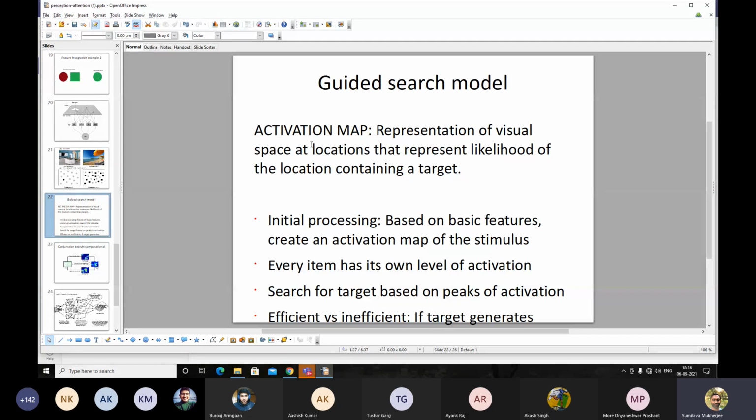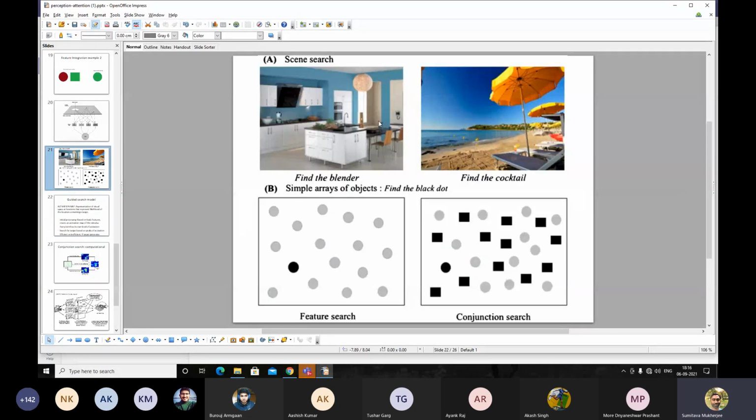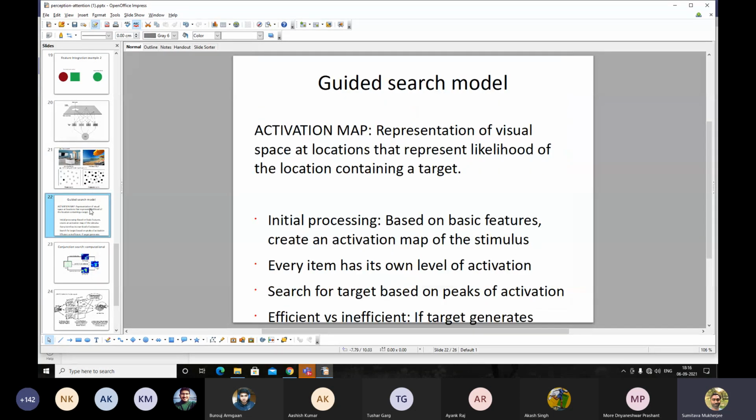They create what they call an activation map, which is a representation of visual space at locations that represent the likelihood of the location containing a target. So eventually you have different likelihood frequency representations that code this image. In the initial processing phase, you are only going to look at basic features like what we said, only your optic nerve, your visual processing area in the brain, and then create an activation map of the whole stimulus. Each item has its own level of activation. Now then search for the target based on the peaks of activation.